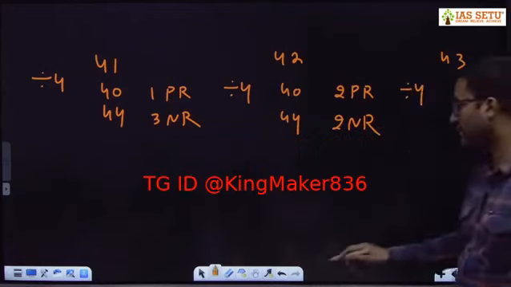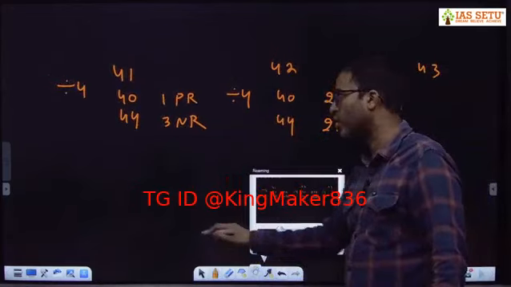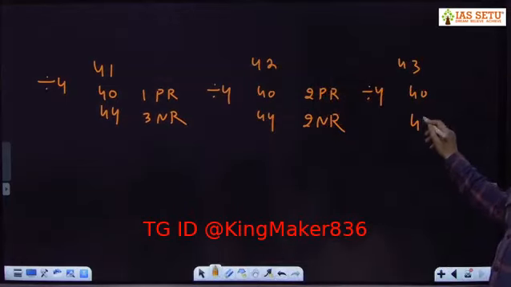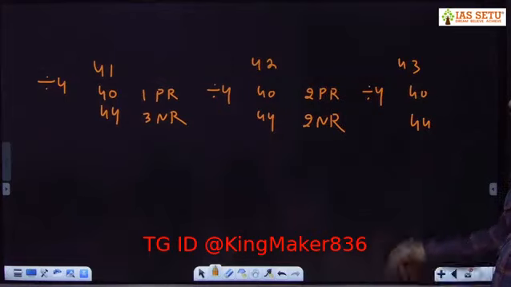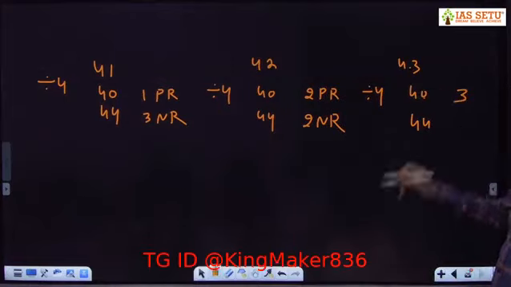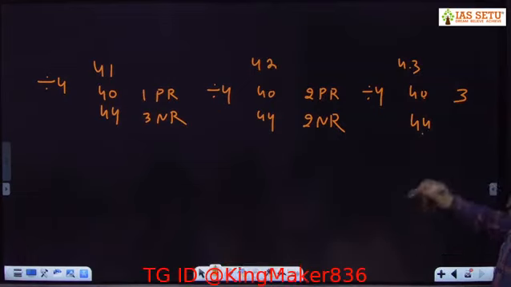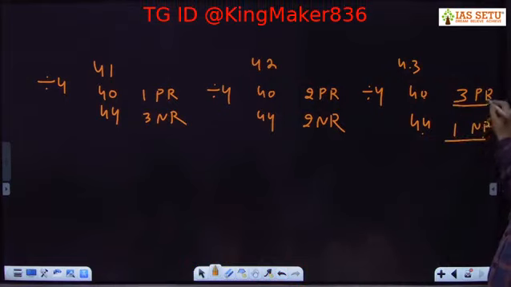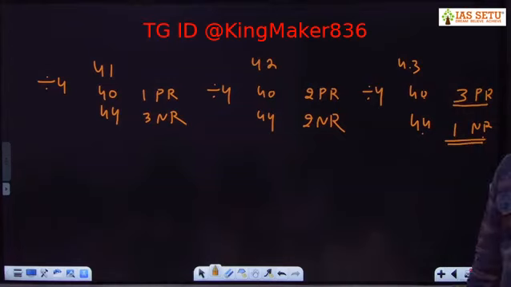Similarly, 43. Your divisor is 4, so now you are allowed to take both multiples of 4. One multiple is 40, another multiple is 44. As compared to 40, 43 is 3 extra. But as compared to 44, it is 1 less. Extra thing positive, less thing negative. So it is 3 positive remainder, 1 negative remainder.